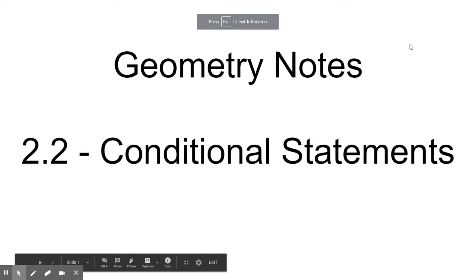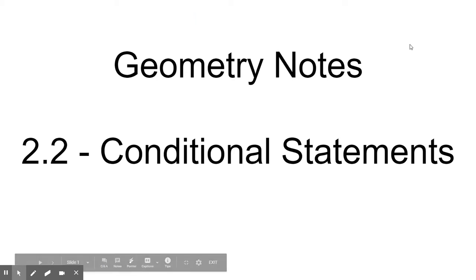All right, so we're entering chapter two. Chapter two is sort of like your pre-proof writing chapter. It gets you set up for what you need to know. So this first section we're going to talk about is 2.2 on conditional statements.